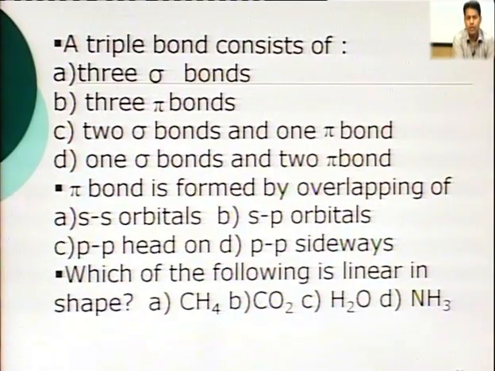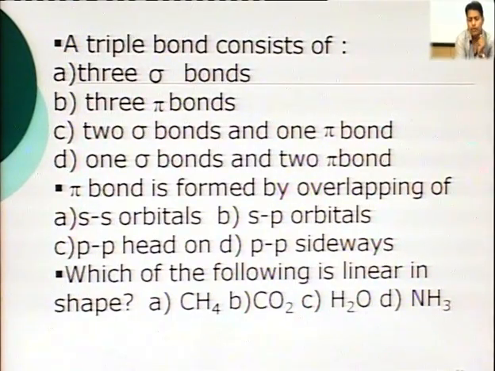A triple bond consists of 3 sigma bonds, 3 pi bonds, 2 sigma bonds and 1 pi bond, or 1 sigma bond and 2 pi bonds. In a bond there must be a sigma bond, and in a triple bond there is 1 sigma and 2 pi bonds. So, the best option is D, 1 sigma and 2 pi bonds.